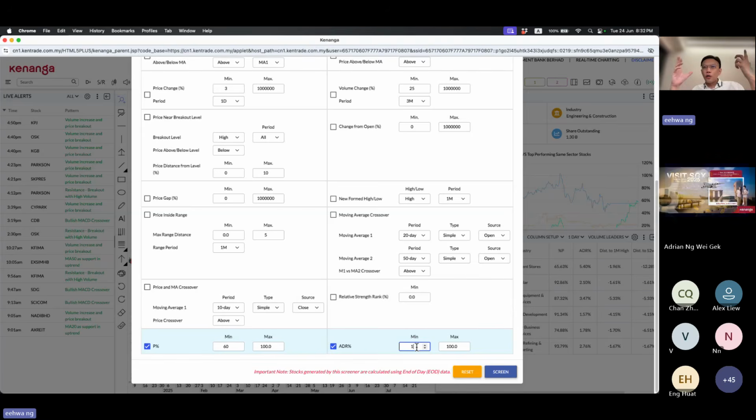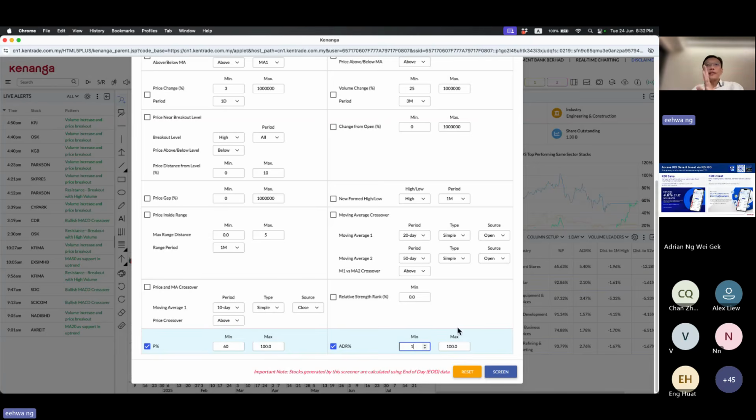If you are a contra player, you want the stock to move a lot within the day. So this is something that you can come and play around with, set it to a higher number so that you can get highly volatile stocks. Then you can do your contra. If you are someone who is working and you just want to do some swing trading, then you can put 1.